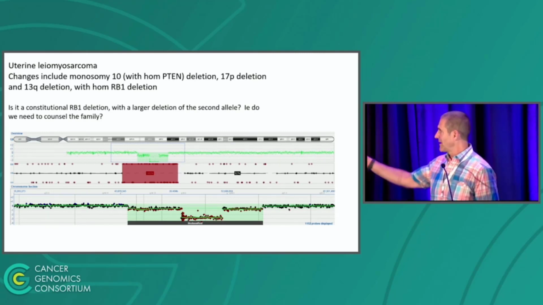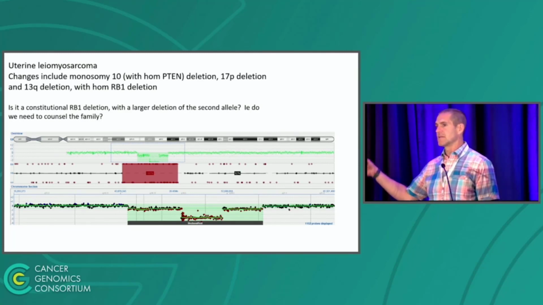So same thing with the P10 deletions. It's really important to understand if we had a homozygous deletion or if there was a heterozygous, maybe a constitutional deletion.